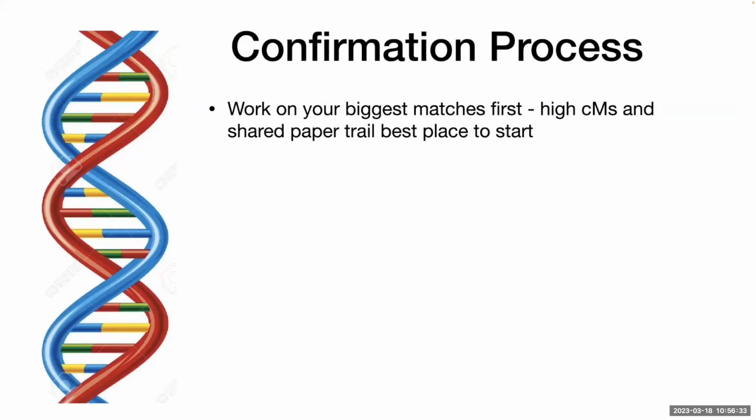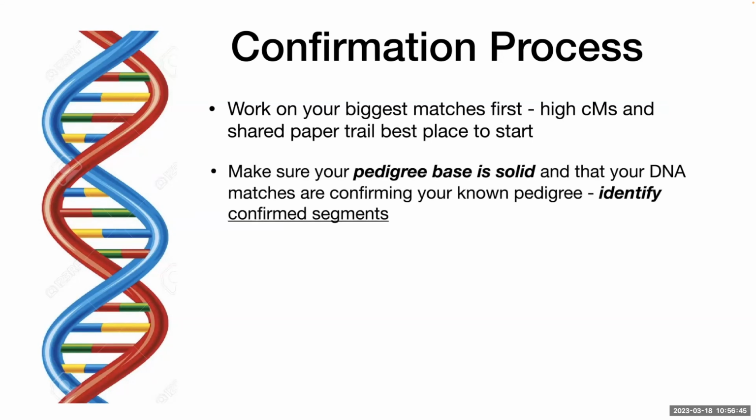So the confirmation process, in my opinion, is to work on your biggest matches first, identify those high centimorgan matches where you've got a shared paper trail. And you're using that information to make sure your pedigree base is solid, that you know that those earlier ancestors are your ancestors. And then you've got to try and get the segment data if you want to push back past second great grandparents. It's not so important for the confirmation side of things, but if you want to actually push back your pedigree, which is what I'm trying to do, I'm trying to get back to my 5th great grandparents and have all lines DNA confirmed, to do that you need to actually start looking at the segment data.